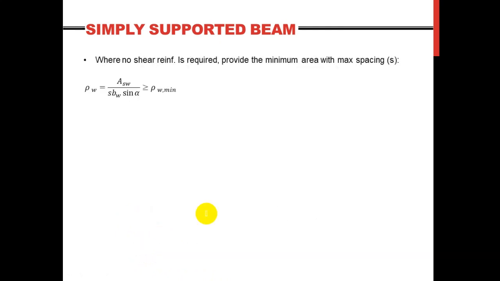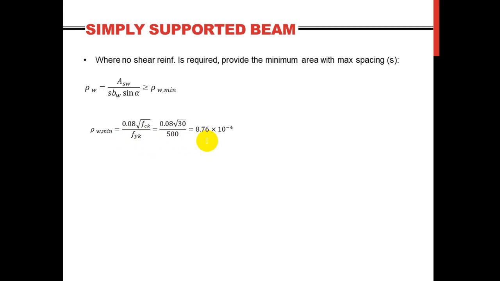The rho W is given to be as following. It should be equated with the minimum, which is the rho W minimum, and this is given to be equal to 0.08 root FCK all over FYK.